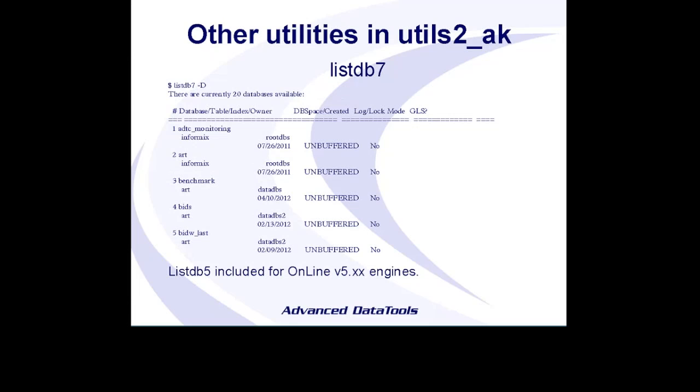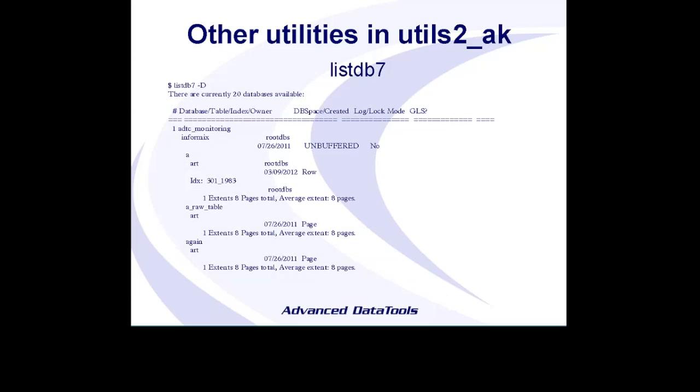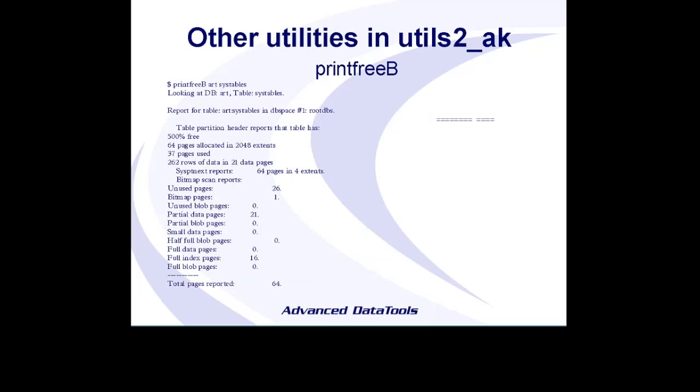There's a utility print-free-B that prints out a summary report that's similar to the onCheck -PT report. It's still in the package. I created it long before there was an onCheck PT, but it's a similar report. So it'll tell you how many pages are in your table and how full they are. Whether the tables are full or partially full or almost empty, that kind of thing. And that's pretty much it.